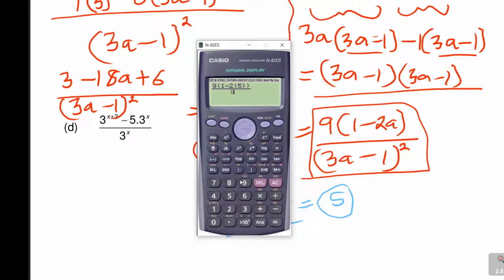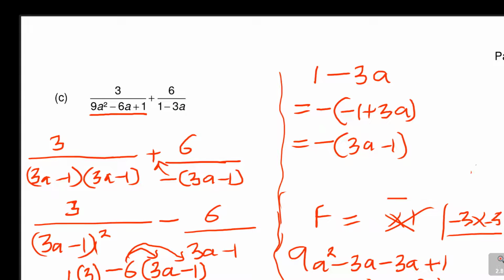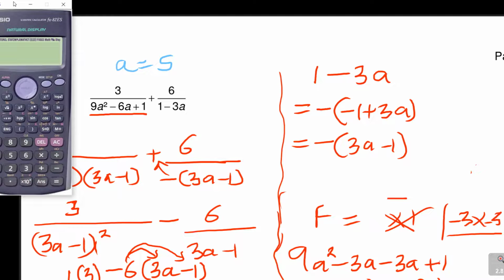Over bracket 3a, we said a is 5. Open and close it, minus 1, close, squared. Let's get this answer. It's minus 81 over 196. It's minus 81 over 196. See, this answer, we come back to the original. Here, we say also our a is equal to 5. We match the answers. If the answers are matching, then it's good.